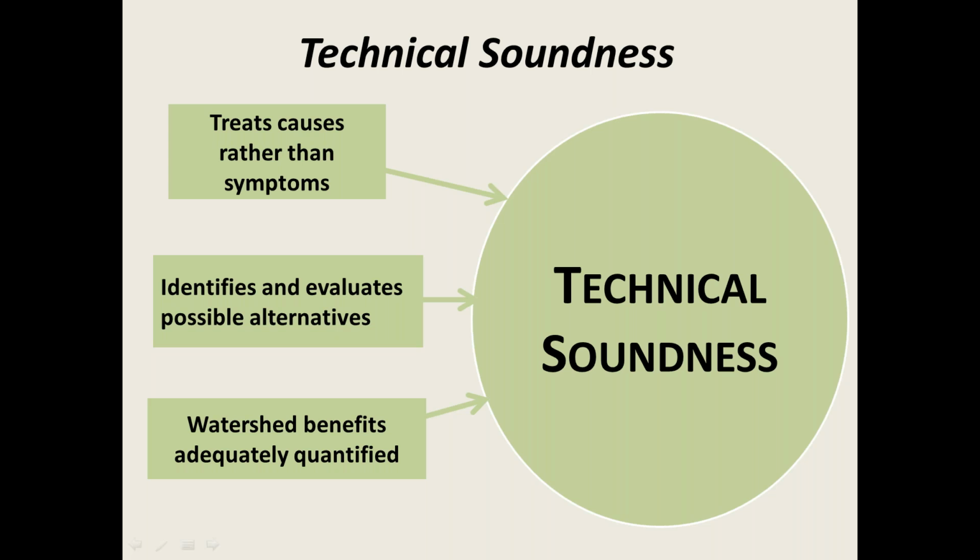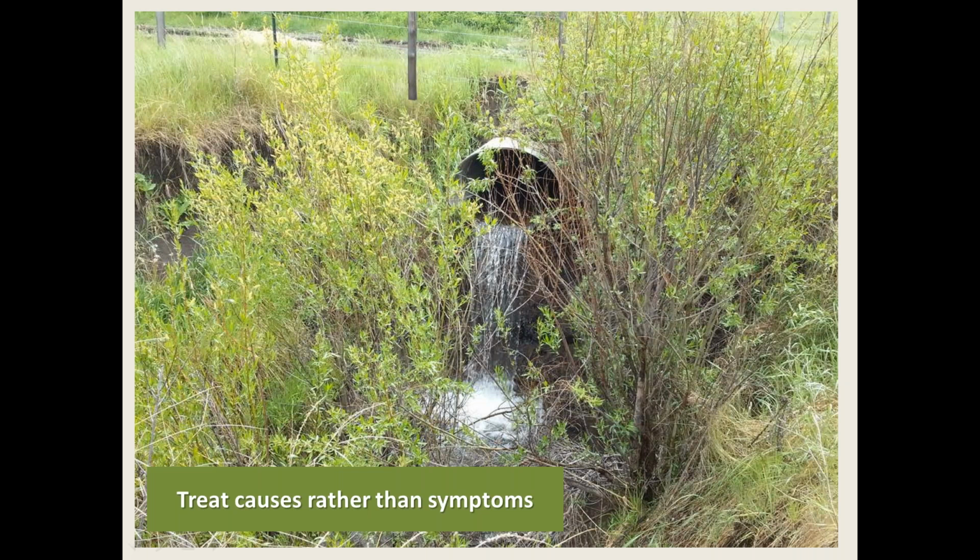Let's look at how this translates to real projects on the ground. Next slide. The first criteria for technical soundness is that the proposal addresses limiting factors or watershed health problems by treating causes rather than the symptoms. First off, what exactly is a limiting factor?